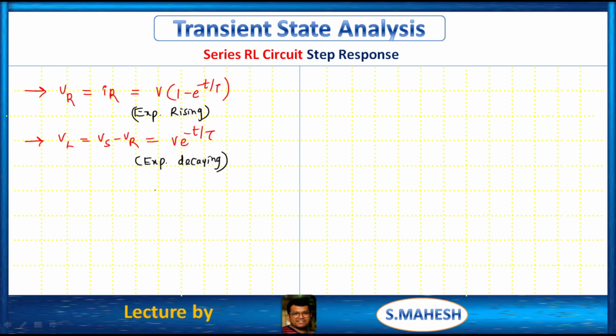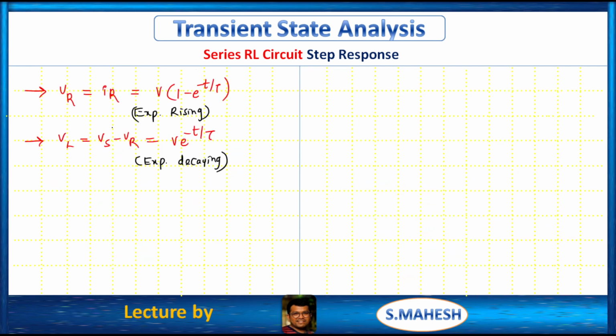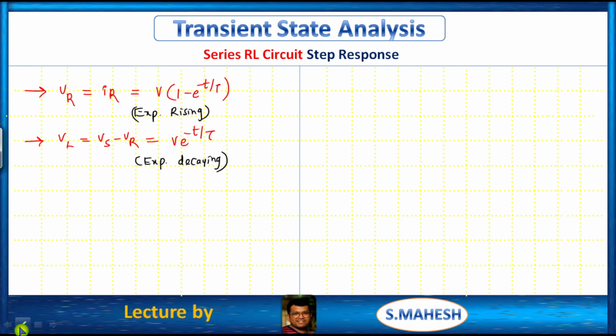If we have the current from the step response, obviously we will get the voltage across the resistor, the voltage across the inductor, instantaneous powers, all those things you have to calculate. Okay, I already did the same in the previous lectures, but here I am providing one important note point.